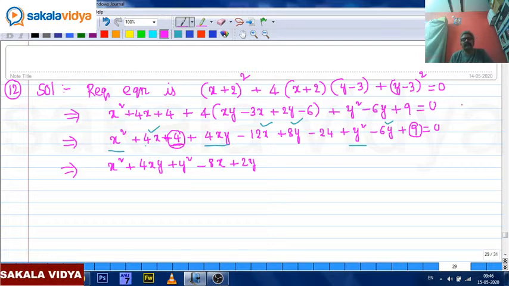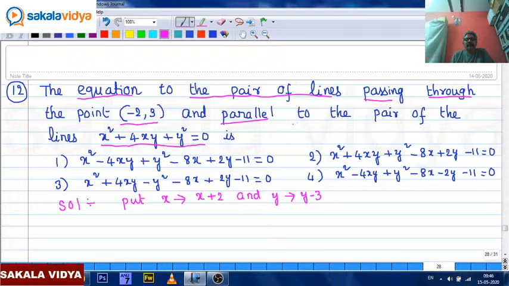24 minus 13 is equal to how much? 24 minus 13 will be 11, but that will be minus 11. So this is the answer. Which is the right option? x square plus 4xy plus y square minus 8x plus 2y minus 11 equals 0. Option 2 will be the right option.